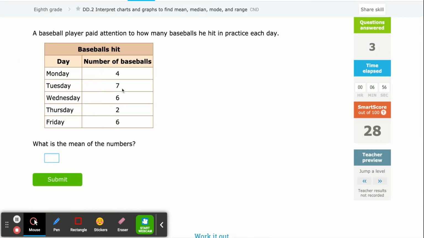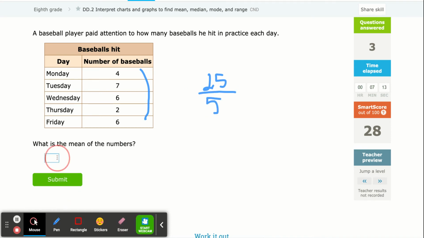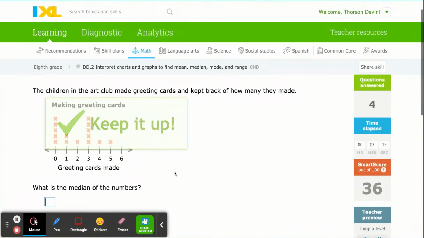Here again, they're asking for the mean. So I grab my calculator really quickly. 4 plus 7 plus 6 plus 2 plus 6. The total, when I added all those up, is 25. There happen to be 5 numbers. I divide by 5, and I find my mean is 5.